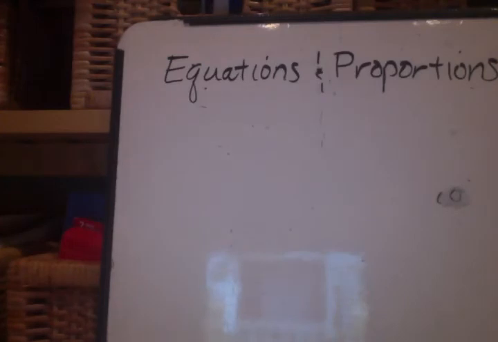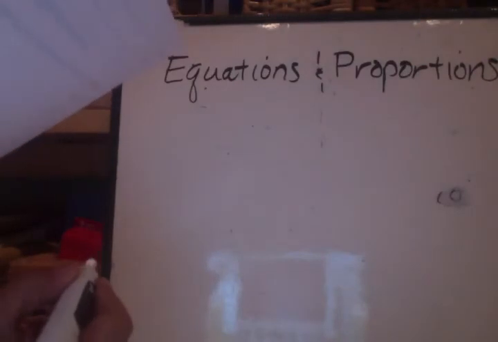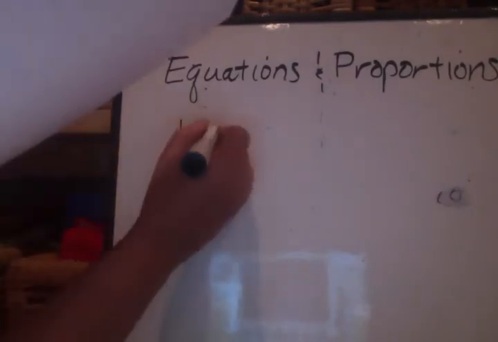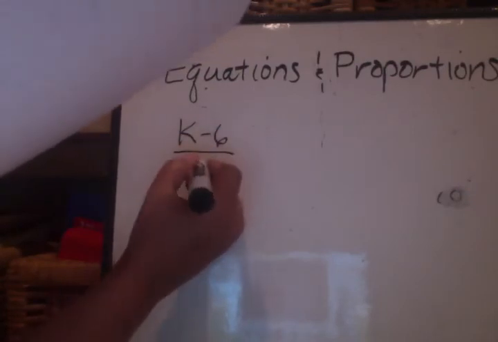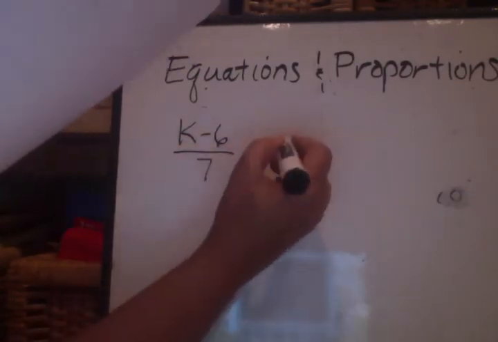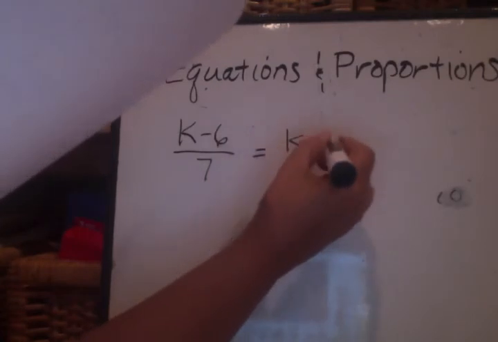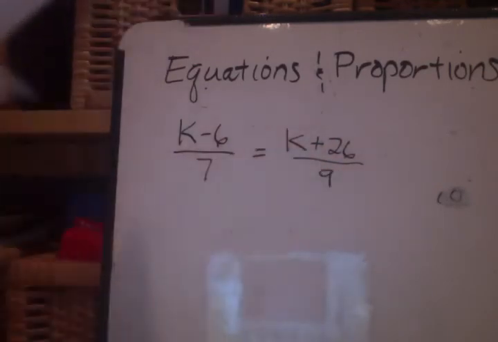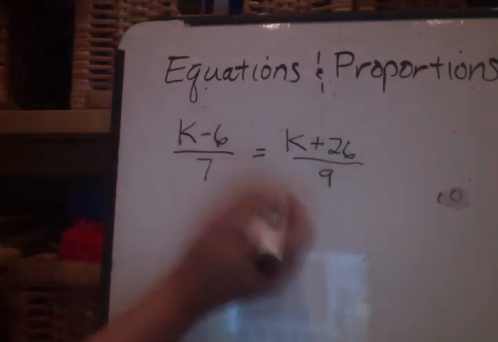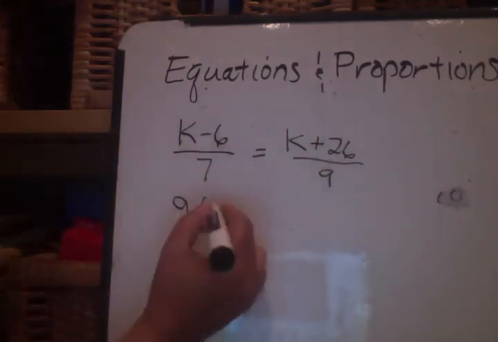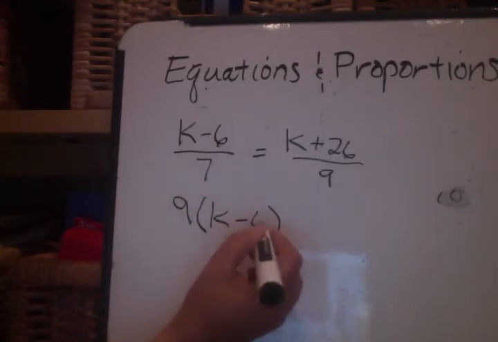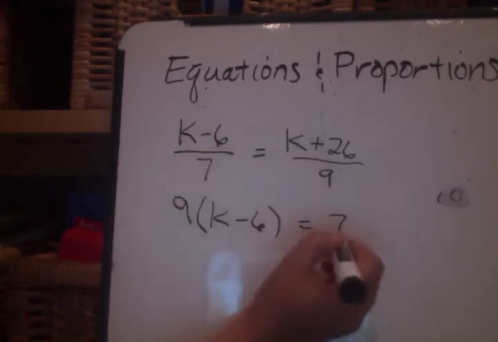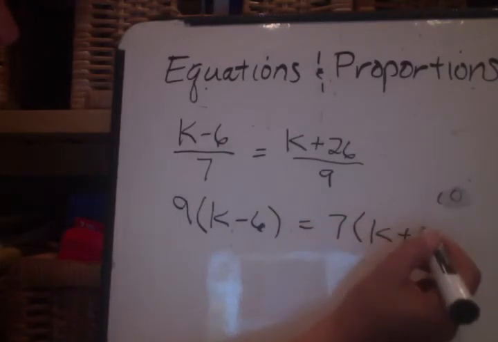The next one I'm going to do is k minus 6 over 7 equals k plus 26 over 9. Okay. And again, the way I do that one is I'm going to cross multiply. So I'm going to go 9 times k minus 6 equals 7 times k plus 26.